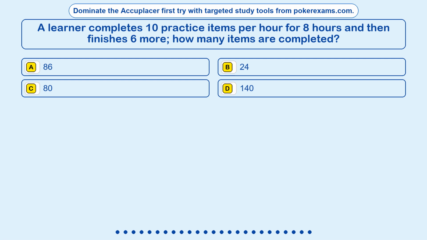Question 8. A learner completes 10 practice items per hour for 8 hours and then finishes 6 more. How many items are completed? Option A, 86. Option B, 24. Option C, 80. Option D, 140.